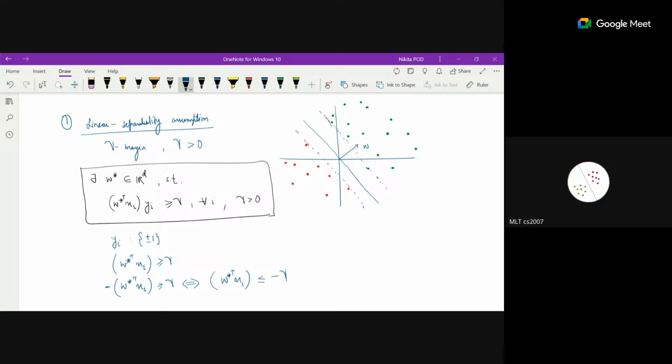So this line that we are seeing over here contains the set of all x such that W transpose x is equal to minus gamma. And this other line is the set of all x such that W transpose x is equal to plus gamma.